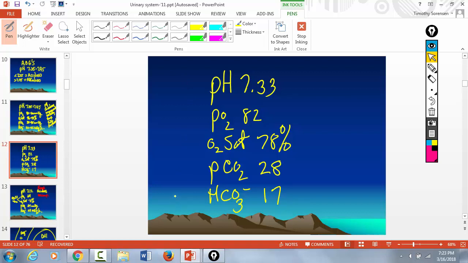What is this? This is a partially compensated metabolic acidosis. How many people got that? Watch. Look at the pH. What is it? This is an acidosis, right? PO2 and O2 sat. The O2 sat's low. Give them some O's, right? The PCO2, they're blowing off more CO2 than normal.